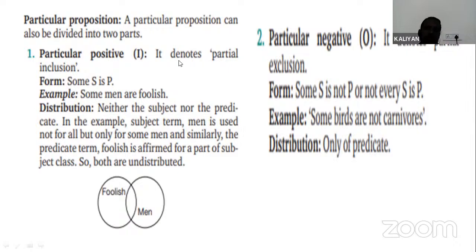It is denoted I, and the particular negative is denoted O. It means partial exclusion. Suppose we exclude foolishness from some of the men: some men are not foolish. That is called the particular negative. So, some S is not P. For example, some birds are not carnivores. Here "some" is the particular, and "not" denotes the negative. This is a particular negative. So these are the different types of categorical proposition.